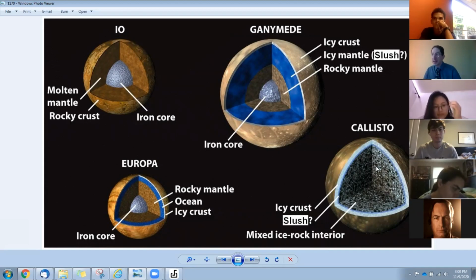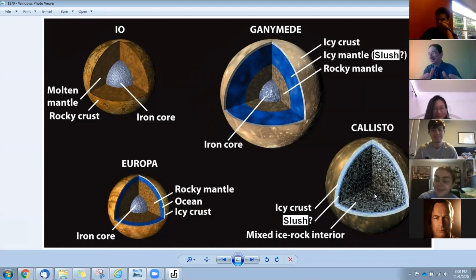Callisto, the experts think, never got hot enough to be liquid on the inside. And so it's kind of like one of those mean-kid snowballs, not like an ordinary snowball, but the one where the mean kid gets the gravel. And I did this a couple times myself, so I guess I'm a little mean on the inside, I don't know. But the snowball with all the gravel and rocks in it, that's kind of what Callisto is.